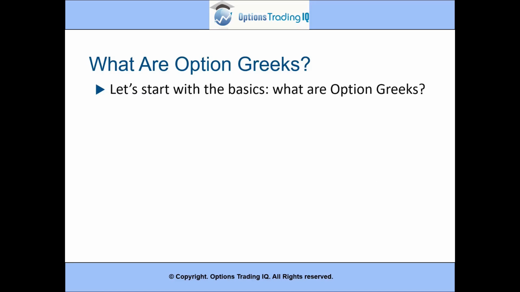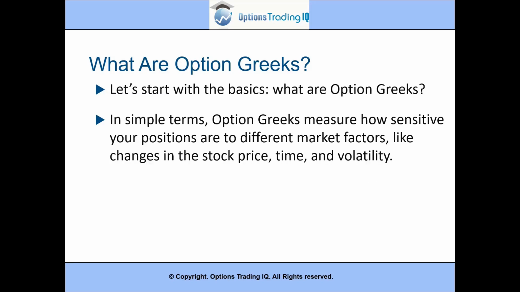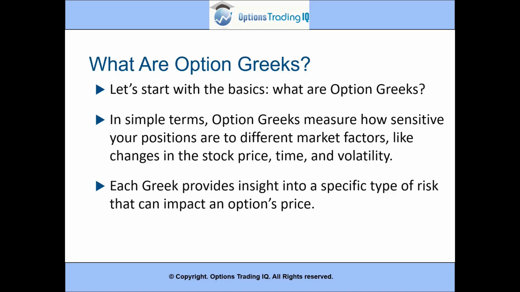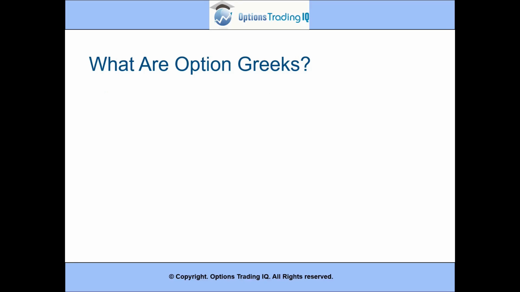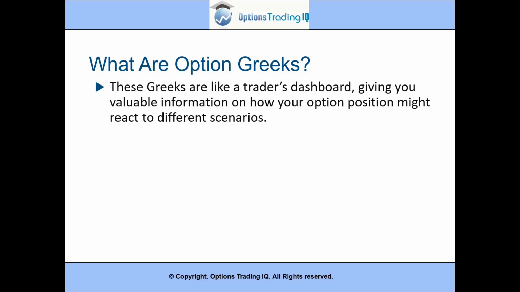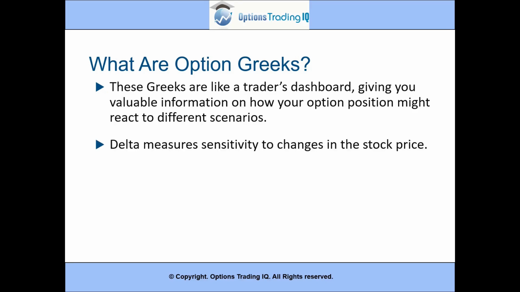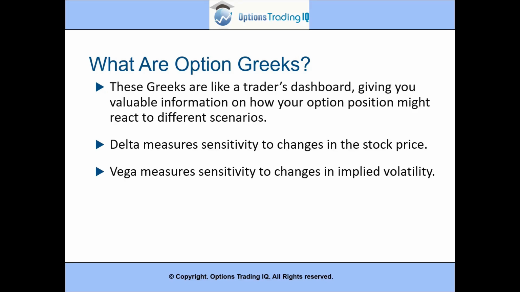What are option Greeks? In simple terms, option Greeks measure how sensitive your positions are to different market factors like changes in the stock price, time, and volatility. Each Greek provides insight into a specific type of risk that can impact an option's price. These Greeks are like a trader's dashboard, giving you valuable information on how your option position might react to different scenarios. Delta measures sensitivity to changes in the stock price.